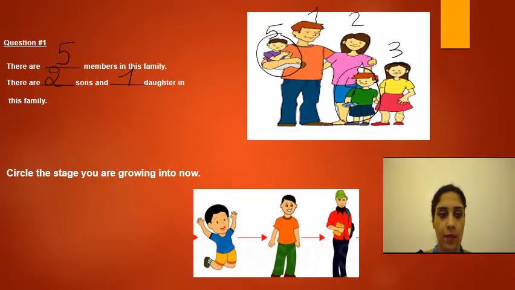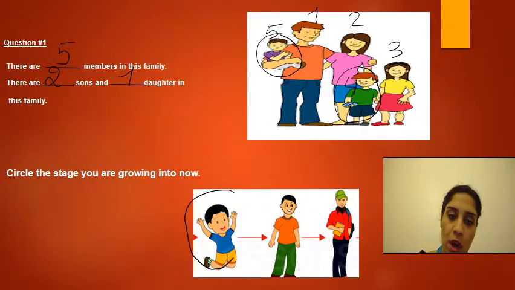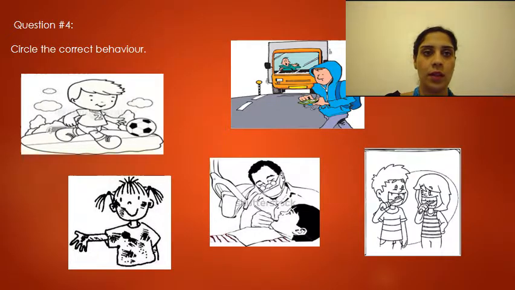Let's move to the second question. Here we have to circle the stage you are growing into now. You're not an adult and you're not a teenager. Here we have to circle the boy, the child, since you're in the child stage right now. Now let's move to the other part.